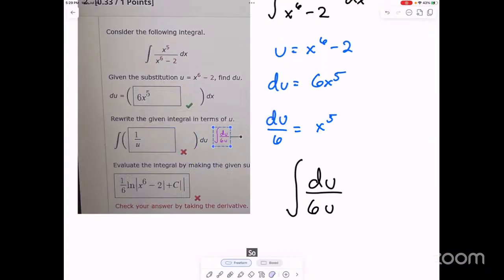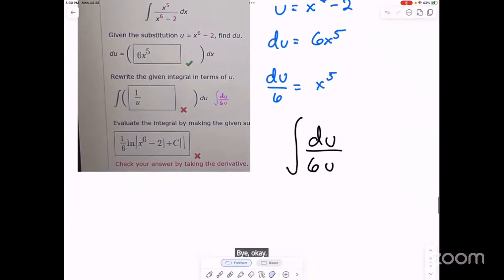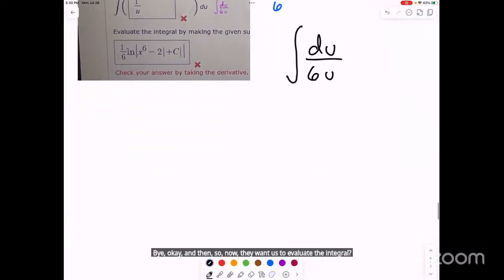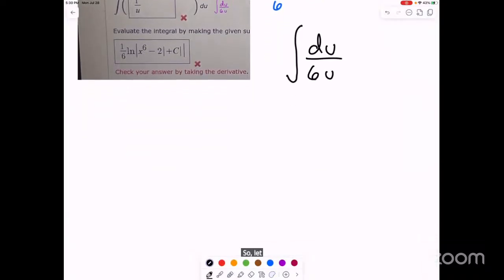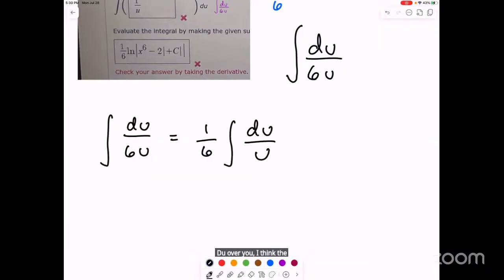I'll put this result here. Okay, and now they want us to evaluate the integral. If we start here, we have this du over 6u. Let's factor out that constant and move it to the front. So that's going to be 1 over 6 times the integral du over u. I think the integral of du over u is natural log of u. That's like a special case. Plus some constant of integration.